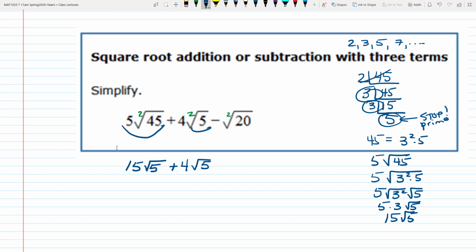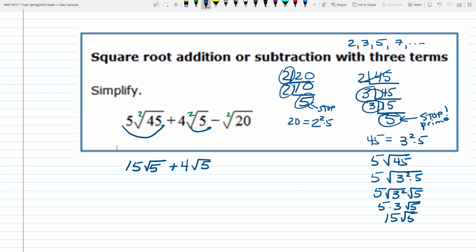But we do still need to work on square root of 20. To simplify it, I'm going to write it in its prime factorization. 2 does go into 20, so it goes in 10 times. 2 goes into 10 5 times, and we can stop because we got a prime. So that means that 20 can be thought of as 2 times 2 times 5, or 2 squared times 5.